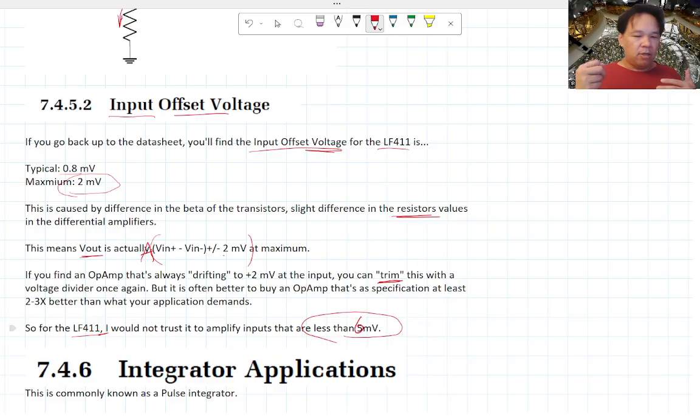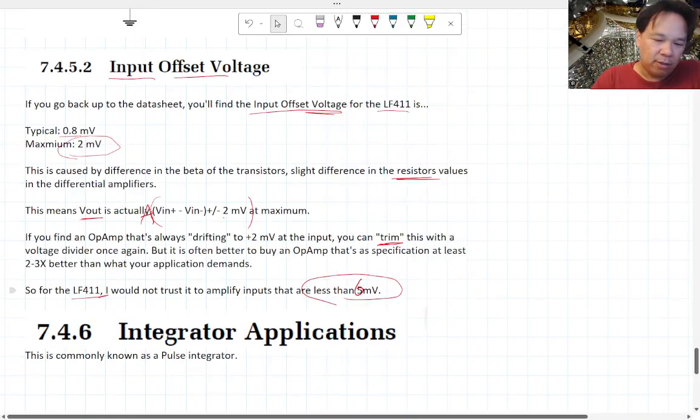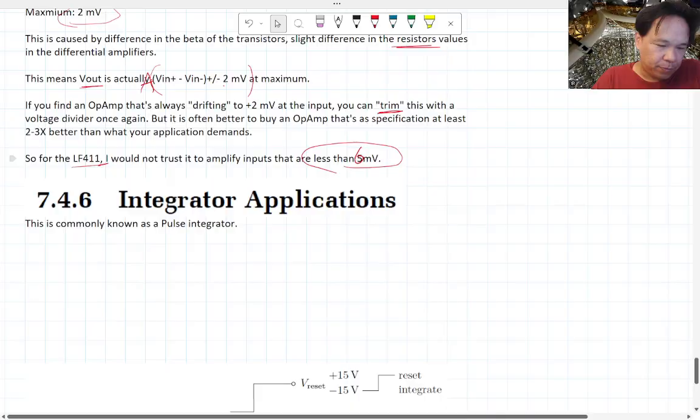The thing is, the price of these amplifiers does not go linearly with the decrease in tolerance. If you want an amplifier that's maybe twice as good, a 1 millivolt offset is going to cost 4 times as much. If you want one that's 10 times better, it's going to cost 100 times more. So the tighter the spec, the more expensive these things get.